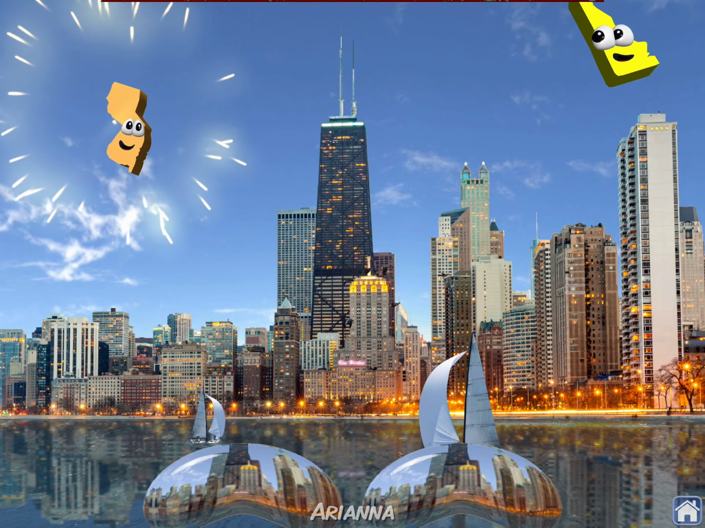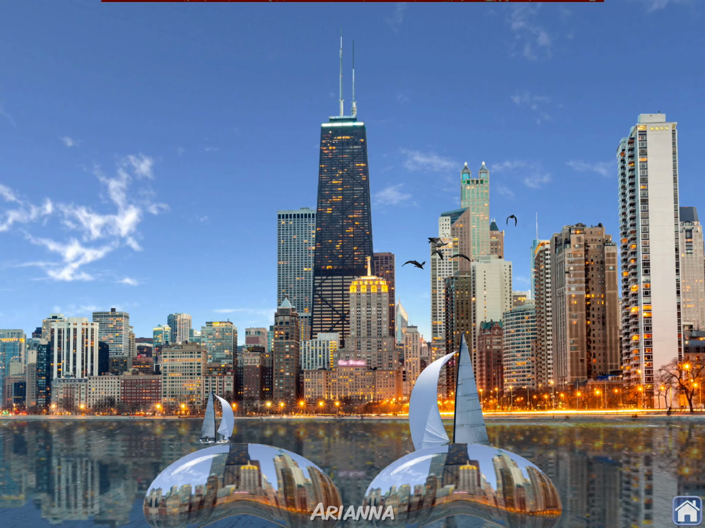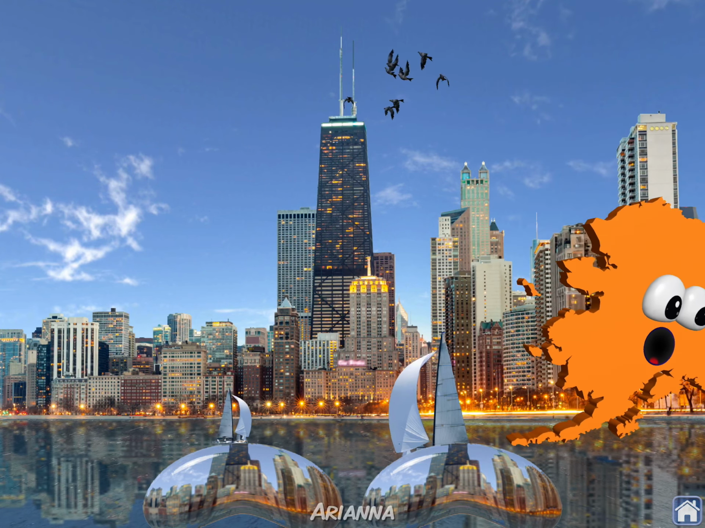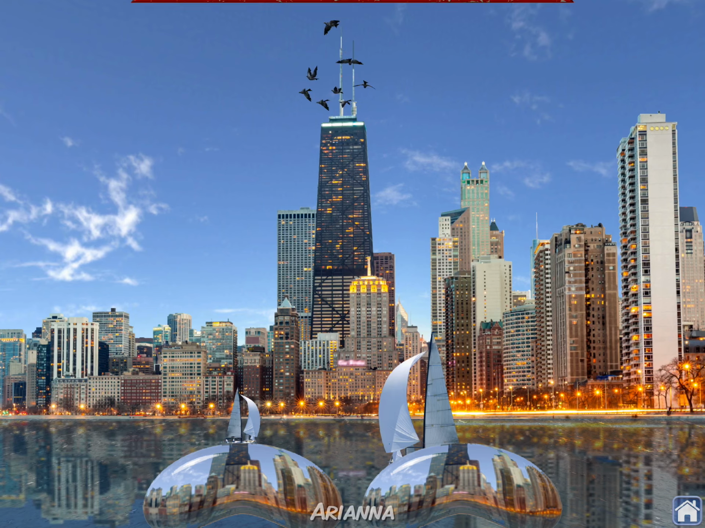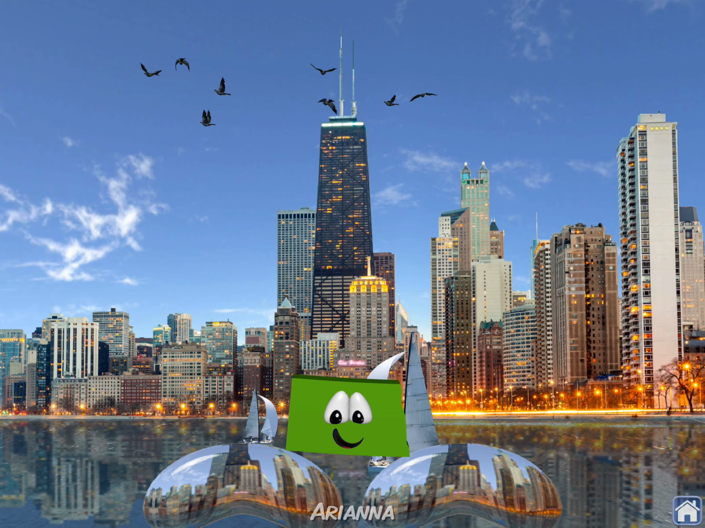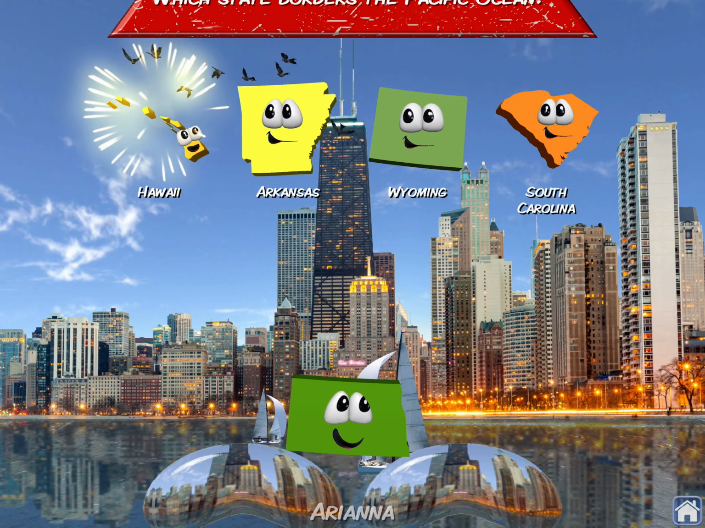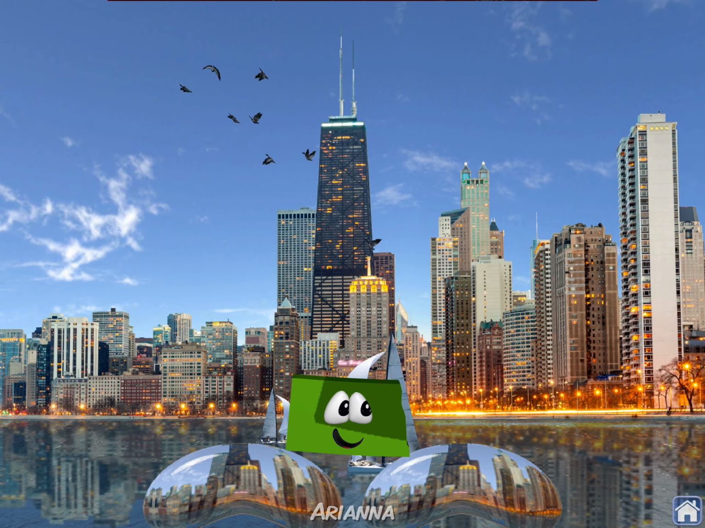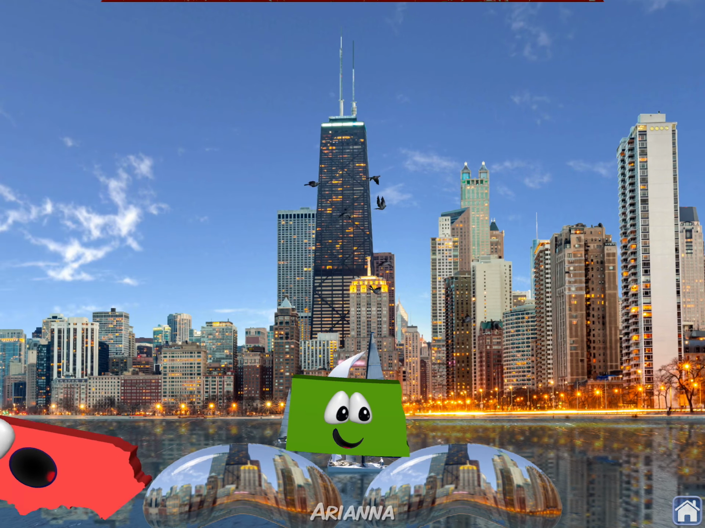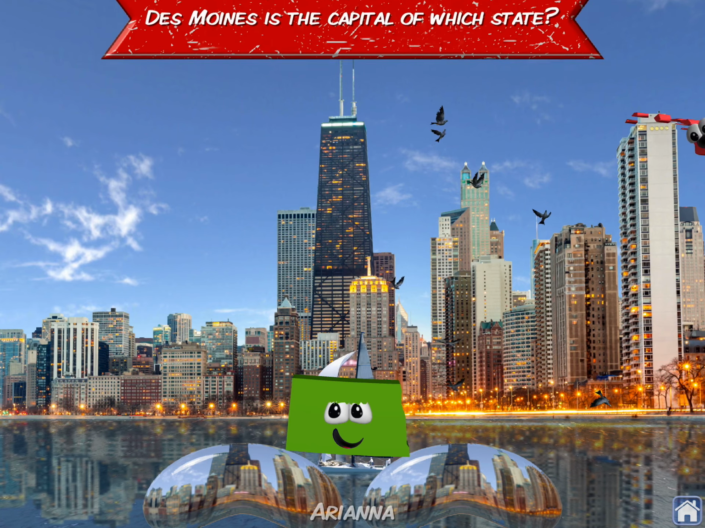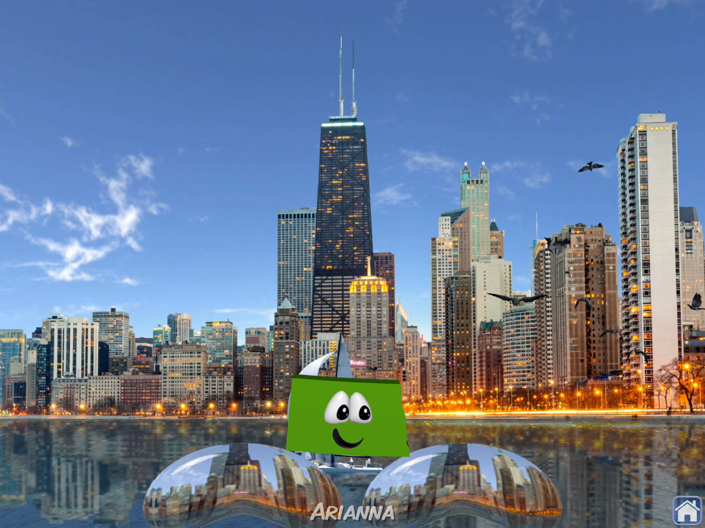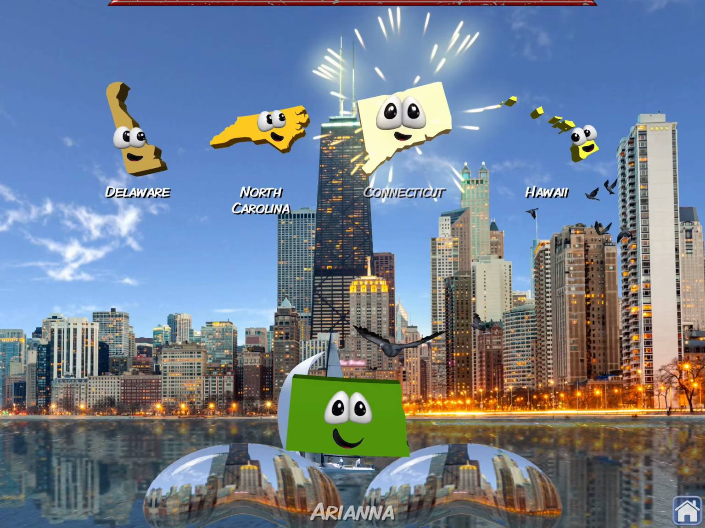Which of these states? Which state borders Alaska? Which state shares a land border with North Dakota? Which state borders Hawaii? Sacramento is the capital of California. Des Moines is the capital of Iowa. Hartford is the capital of Connecticut.